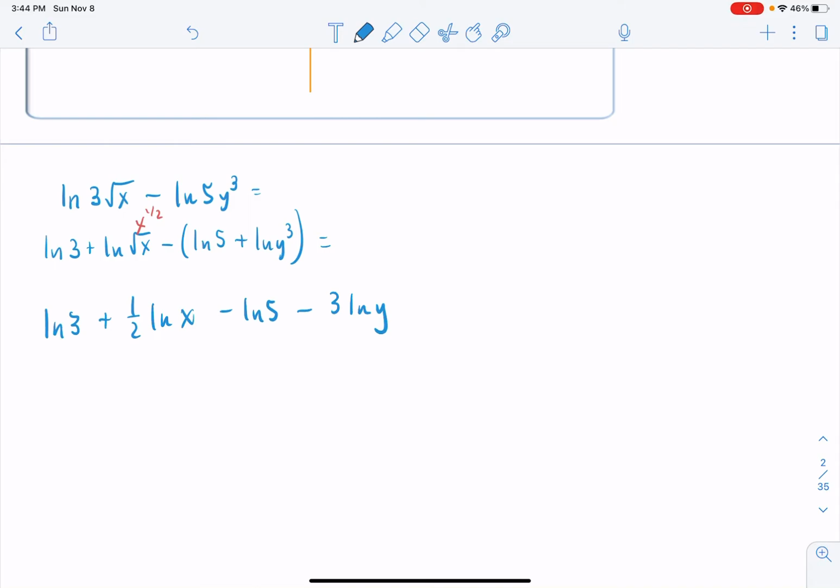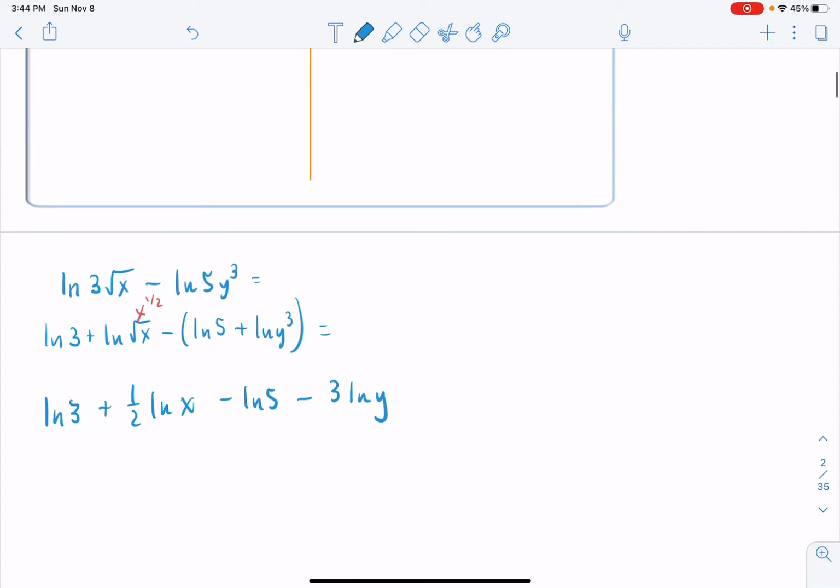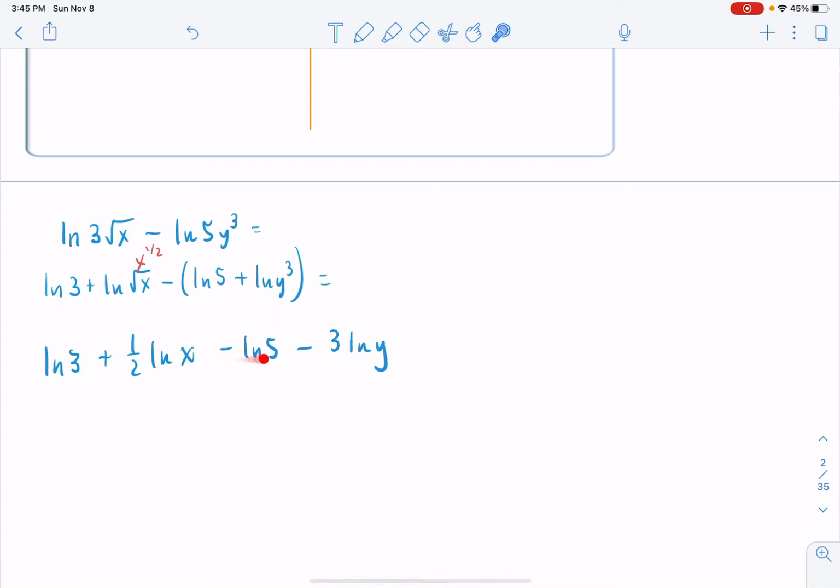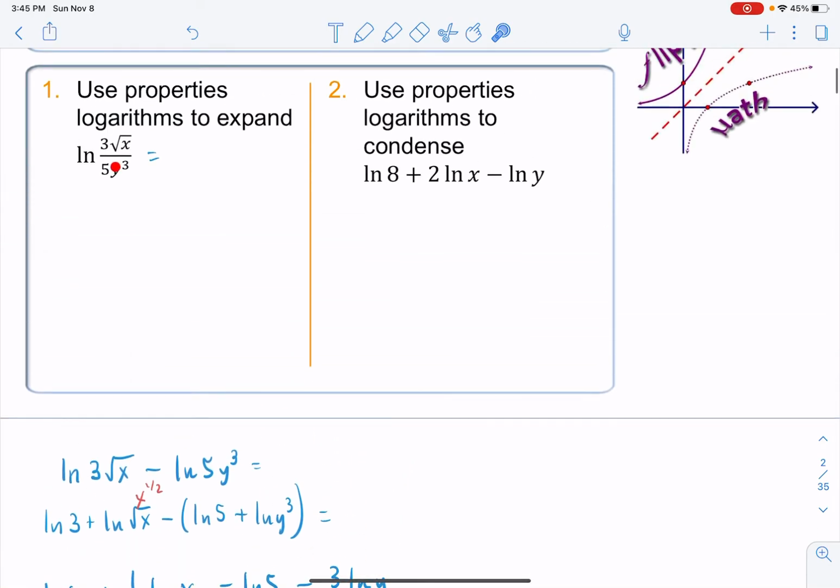All right, so that was one of the things that you did with logarithms in either pre-cal or in algebra. Pretty handy. You'll see that it will be handy for us whenever we're taking the derivative because, let me give you a preview here: if I had to take the derivative of this, it'd be much easier to take the derivative after it's expanded than when it's condensed like this.